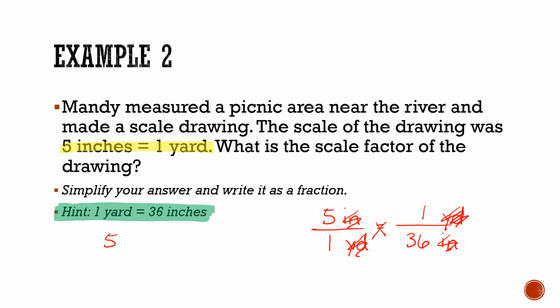5 times 1 is 5, and 1 times 36 is 36. And you have to write it in simplest form or it will count it wrong when you do this on IXL. And of course 5/36 is already in simplest form.